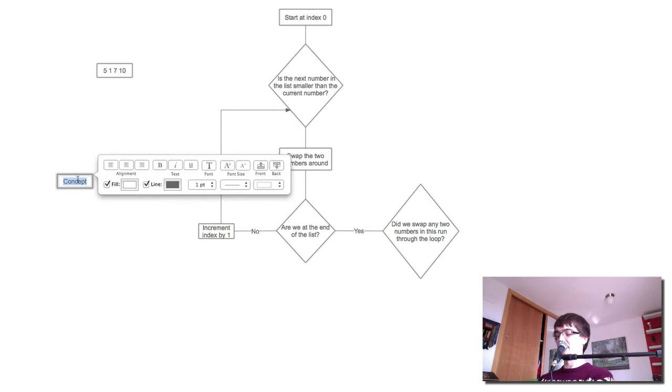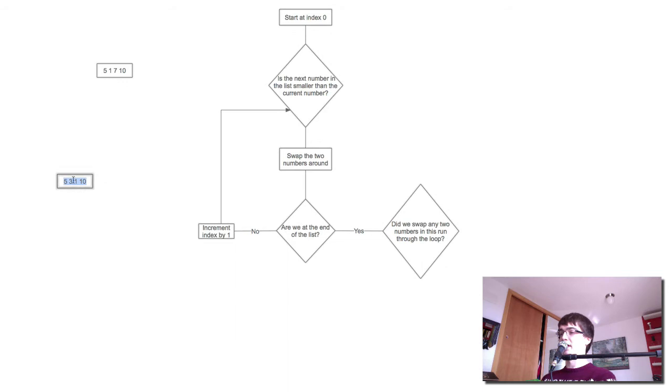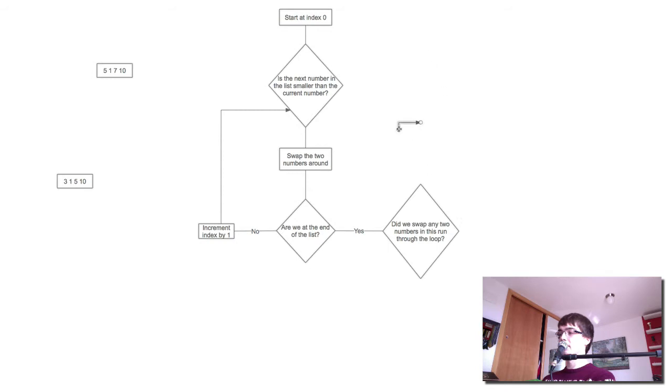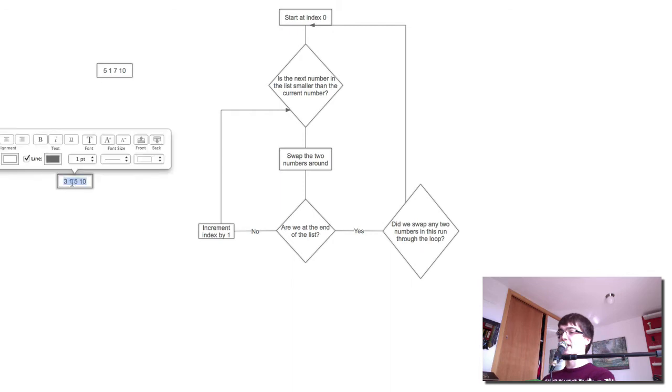Let me give you another example of a list. Here, we would put 3 in front of 5. So we'd end up in the first run through with 3 and 5 swapped over. Then we would swap over the 1 and the 5 the next time we went through it. And then the 5 and 10 are in the correct position. We've gone to the end of the list, so we are here. Did we swap any two numbers in this run through the loop? Yes, we did. And this means that we have to come here and start again at index 0. So that we start again here, and then we finally swap the 1 and the 3.